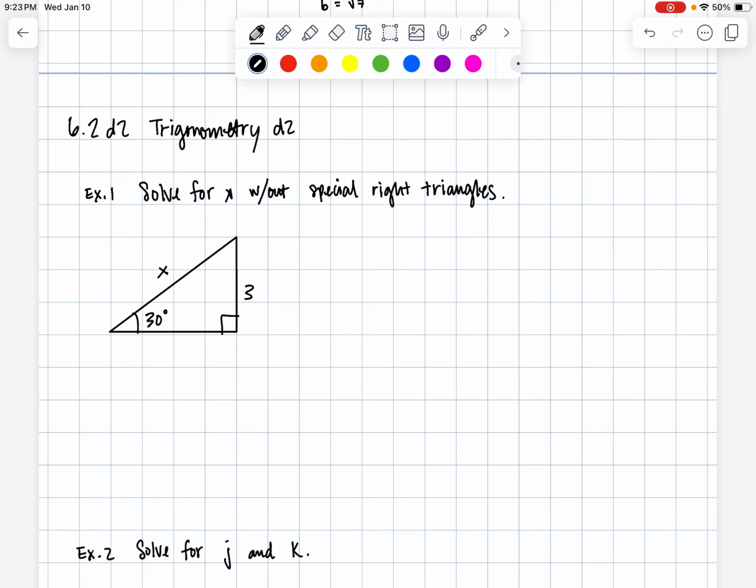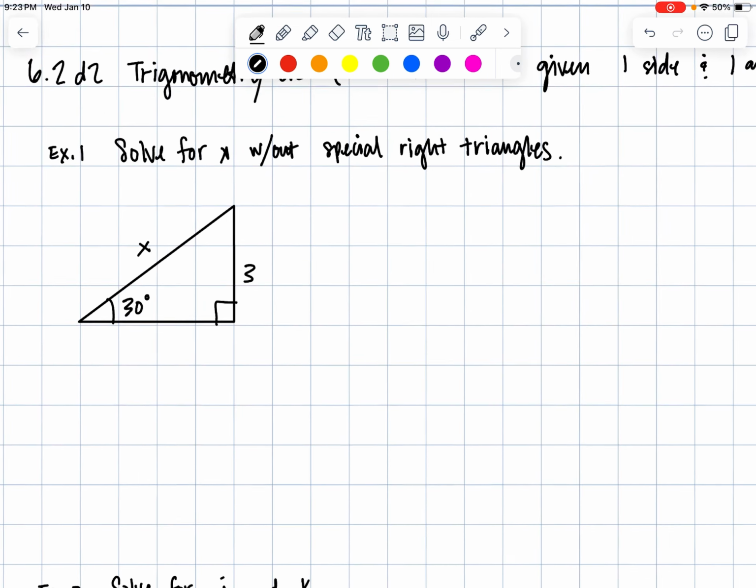Okay? So, trigonometry day 2, you are going to be given, I should say, solve for one side given one side and one angle. So this particular lesson is focused more so on trig ratios.